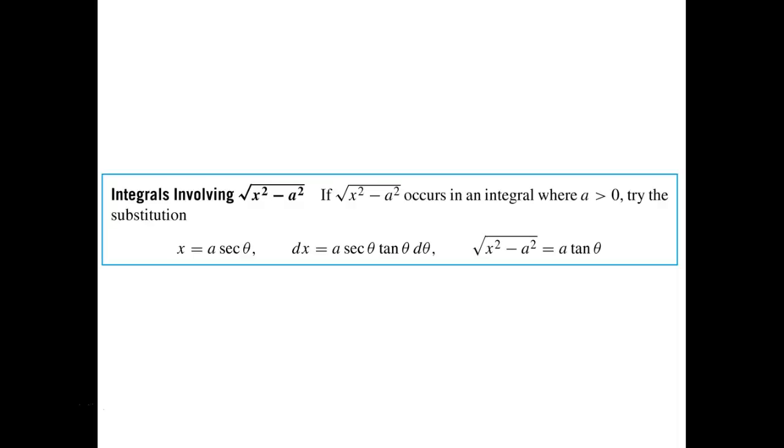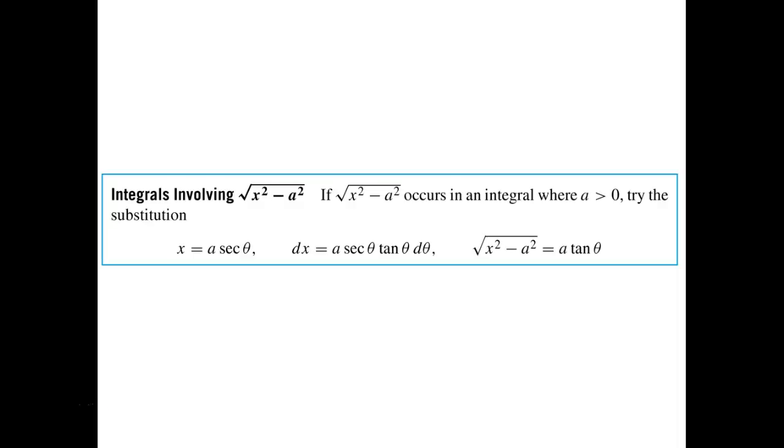So here's your integrals involving x squared minus a squared. What's our trig substitution going to be? Secant, because secant squared minus 1 is tangent squared. So that's what we do here. If x equals a secant theta, if that is a perfect square. If it's not a perfect square, that's going to be square root of a. Okay, doesn't matter. What would be your next step?